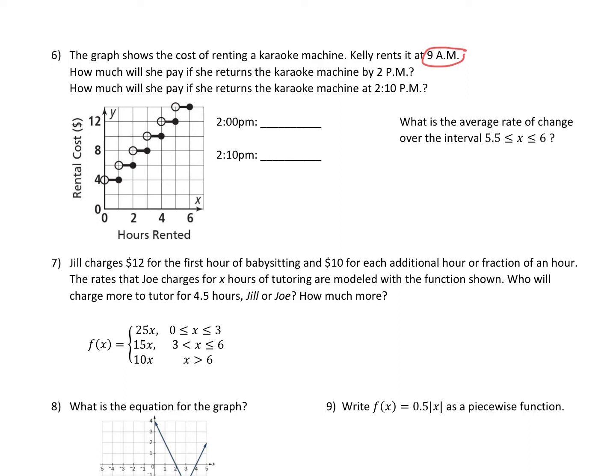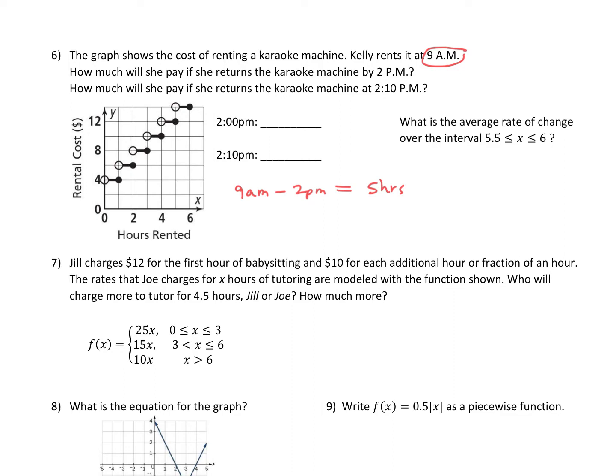All right, so what we need to do is figure out how much time has passed. If we're going from 9 a.m. to 2 p.m., how many total hours is that? So from 9 a.m. to 12 is 3, 12 to 2 is 2. If we count that up, that is 5 total hours.